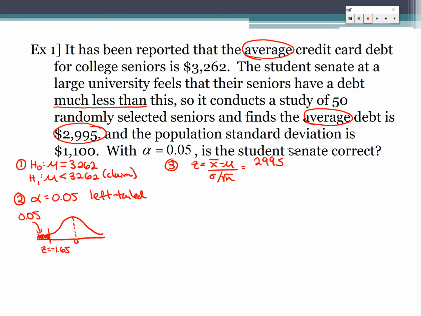We're going to subtract our hypothesized population mean. Population standard deviation, we are told, is $1,100, divided by the square root of our sample size, we had 50 randomly selected seniors. So go ahead, just take a minute. What I came up with when I did this was negative 1.72 roughly. So take a minute, rehash through that computation, make sure you're okay with those values.